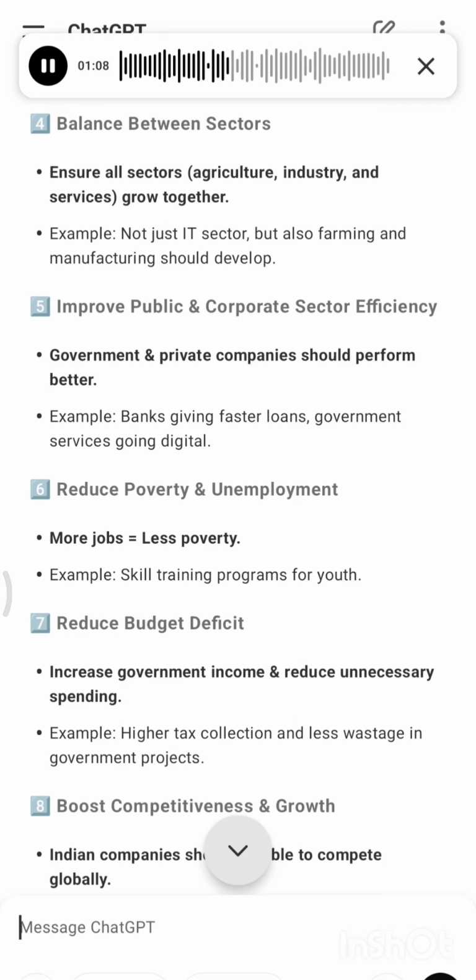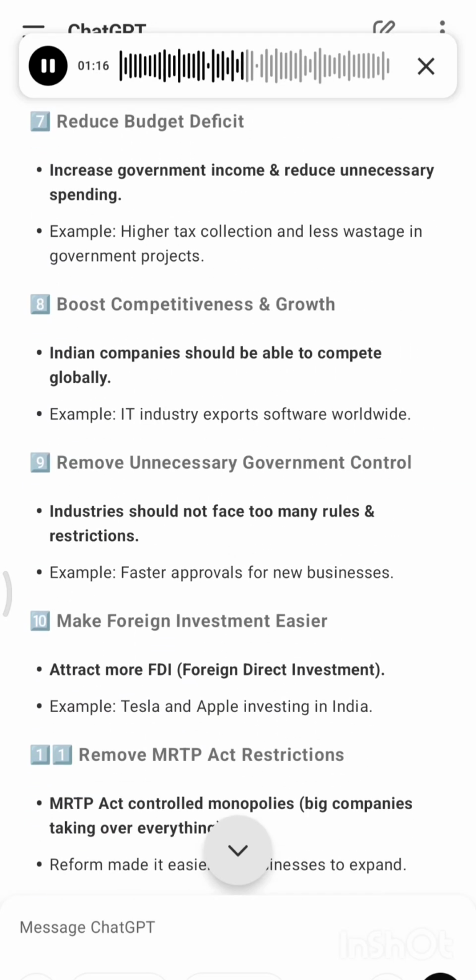6. Reduce poverty and unemployment. More jobs equals less poverty. Example, skill training programs for youth. 7. Reduce budget deficit. Increase government income and reduce unnecessary spending. Example, higher tax collection and less wastage in government projects.